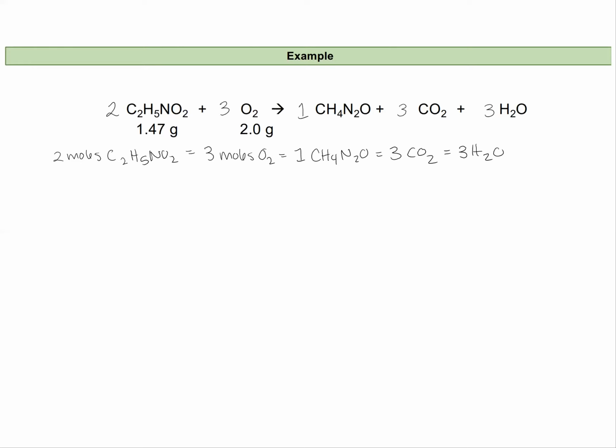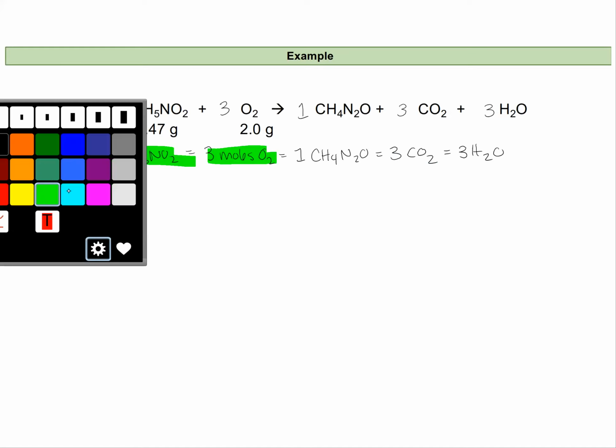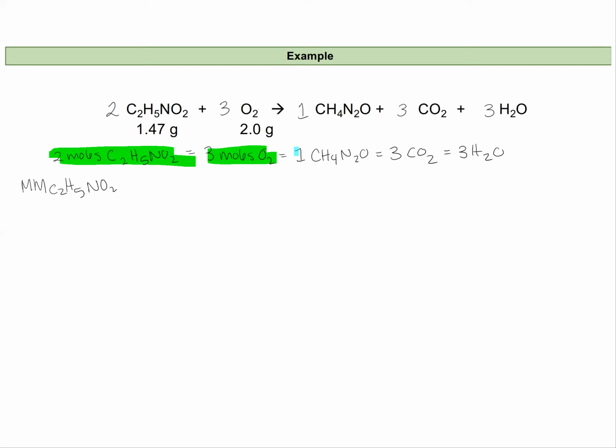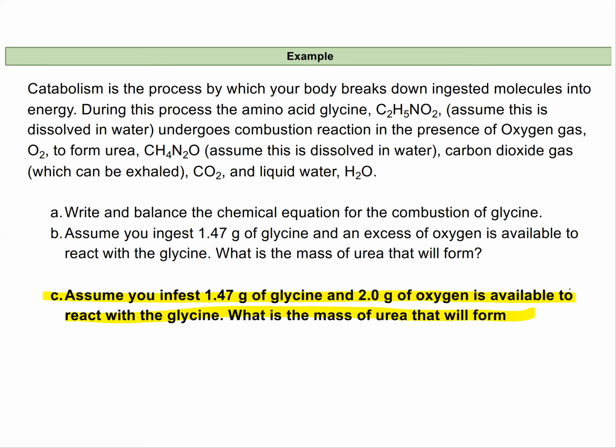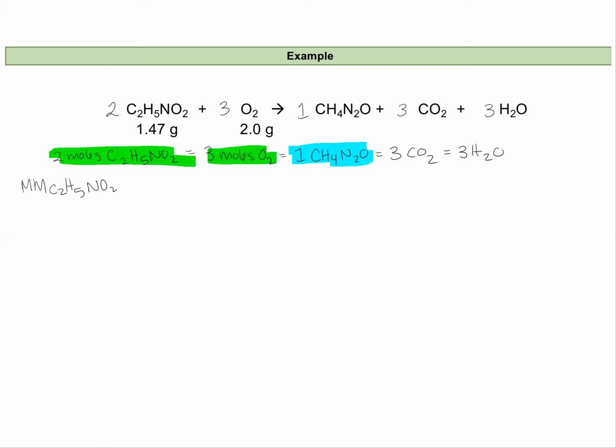And in this problem, we really care about our carbon dioxide ratio to our oxygen and our glycine. I'm going to write down our molecular weights for these as well. Our molecular weight for glycine, C2H5NO2. Sorry, we're not looking to our amount of carbon dioxide, we're looking at urea. We did carbon dioxide in our previous example problem. Our goal here is urea. So let's continue writing out our molar masses.